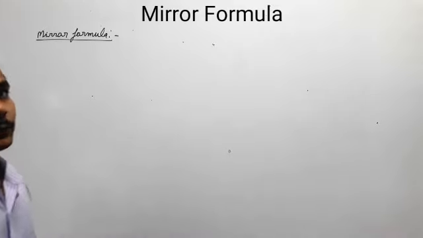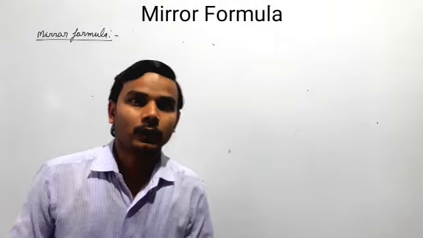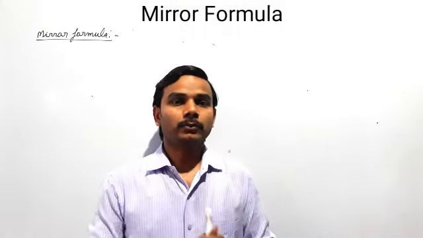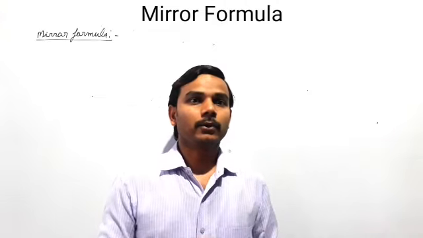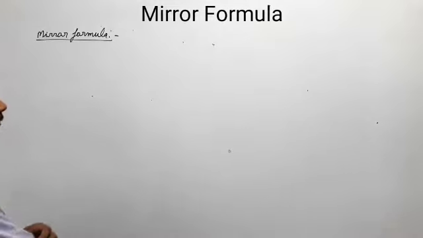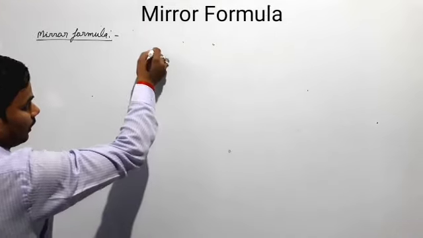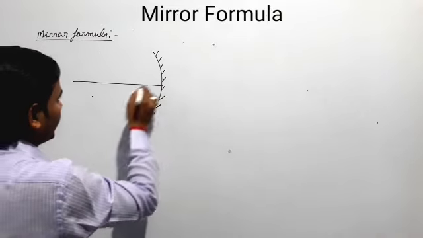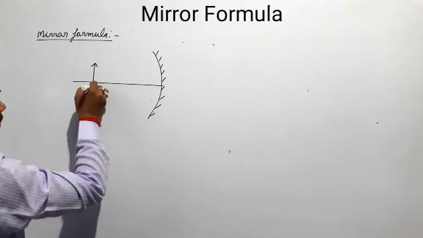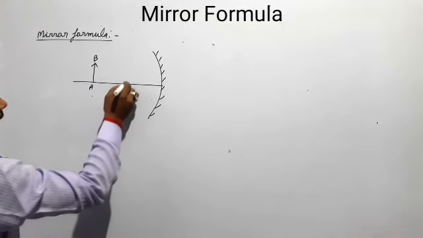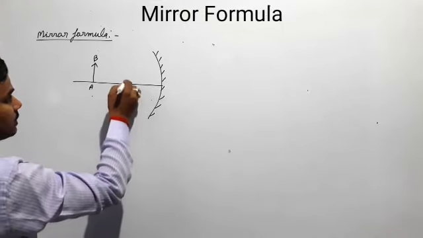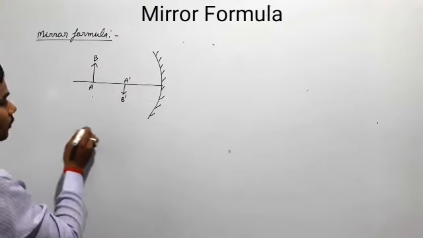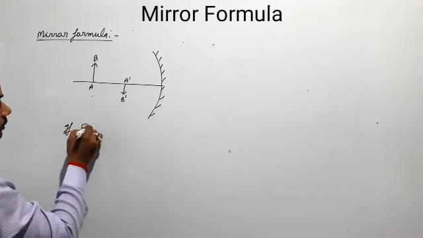Now we are going to discuss the mirror formula. The mirror formula shows the relation between the focal length of the mirror, the distance of the object from the pole and the distance of the image from the pole. If we consider a concave mirror, the object is placed on this side and the image is A dash B dash.